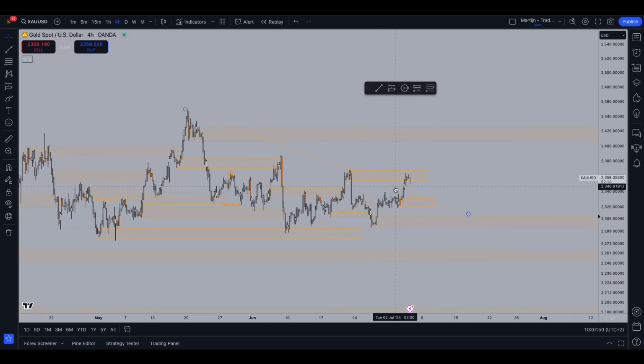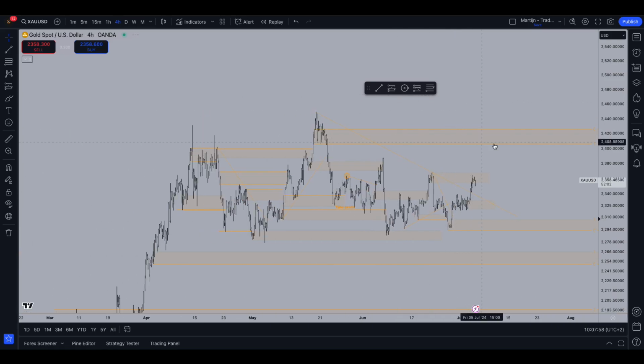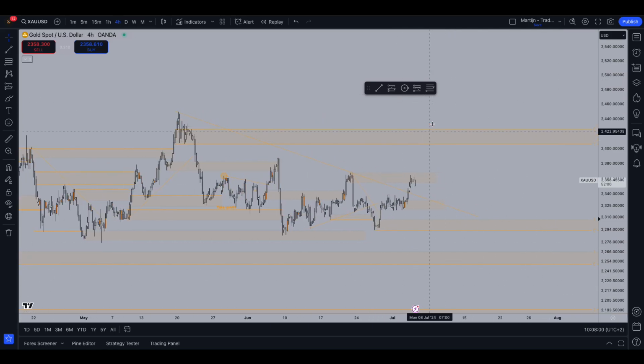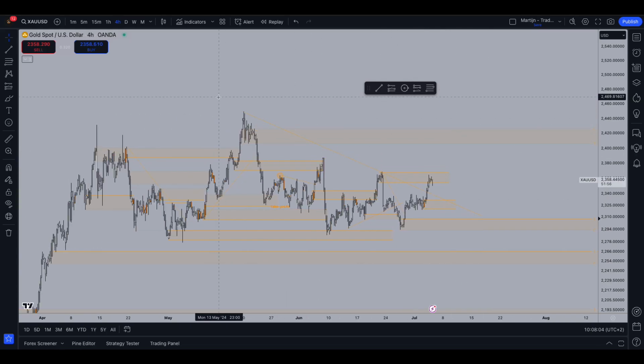I'm waiting for these zones to be visited and for price to make a reaction and a further run from these zones. If that happens, we get a confirmation that we might eventually even get new all-time highs, or at least visit into our supply zone in there. So for now, we are just stuck mid-range.